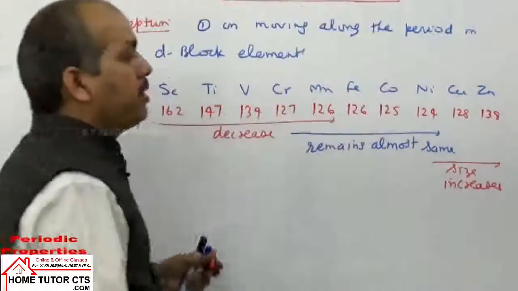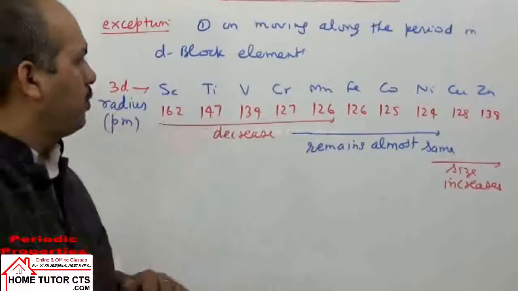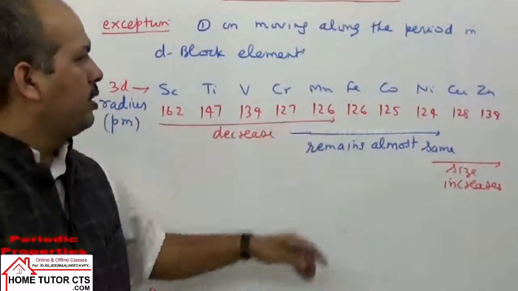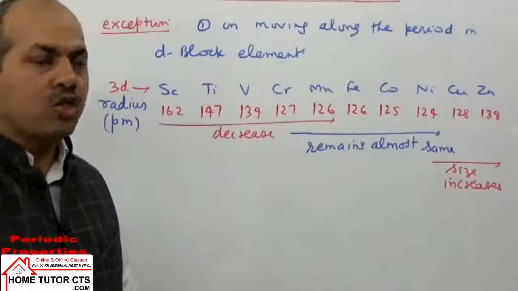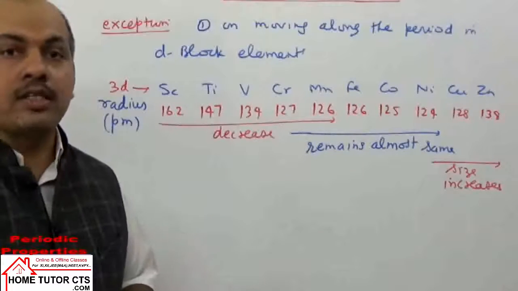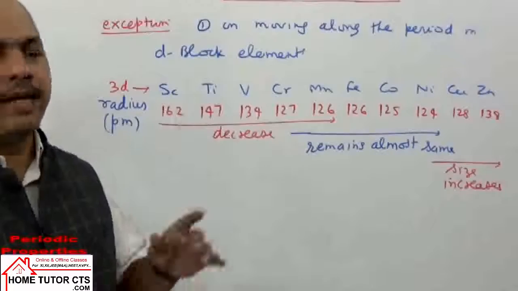For last 2-3 elements, size of atom increases. Now can you explain this, why it happens so? Up to middle of series the size of atom decreases. For next few elements size is almost constant. For last 2-3 elements size again increases. This region can be explained in two terms.